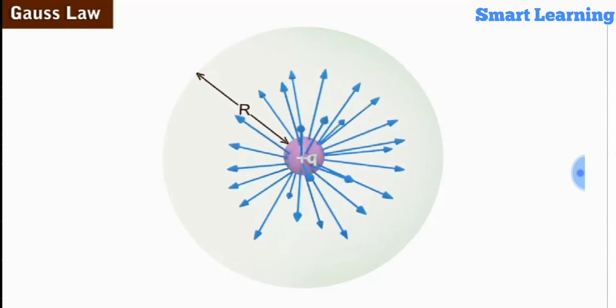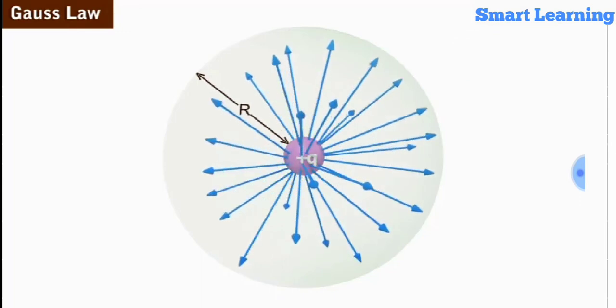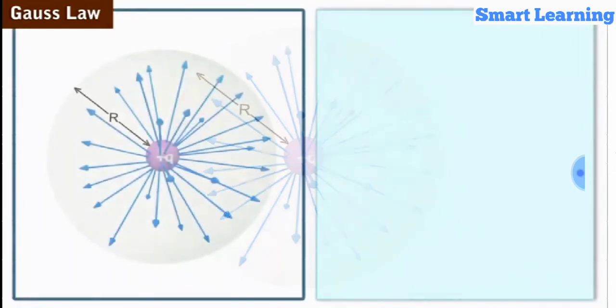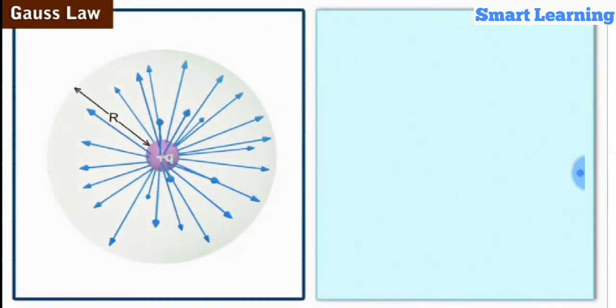The electric field lines of the point charge plus Q are outwardly normal to the charge, and hence are outwardly normal to the sphere at all points on its surface. The magnitude of the electric field E at a distance r from the point charge is equal to 1 by 4 pi epsilon naught Q by r squared. Let us label it as equation 1.